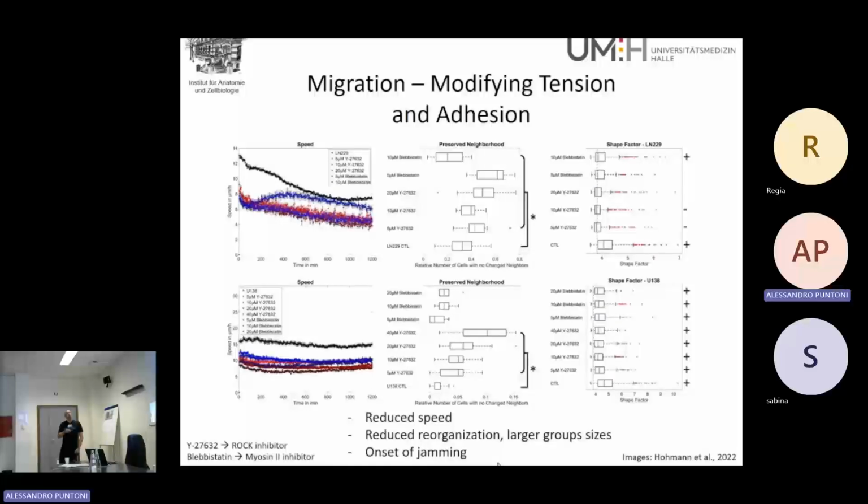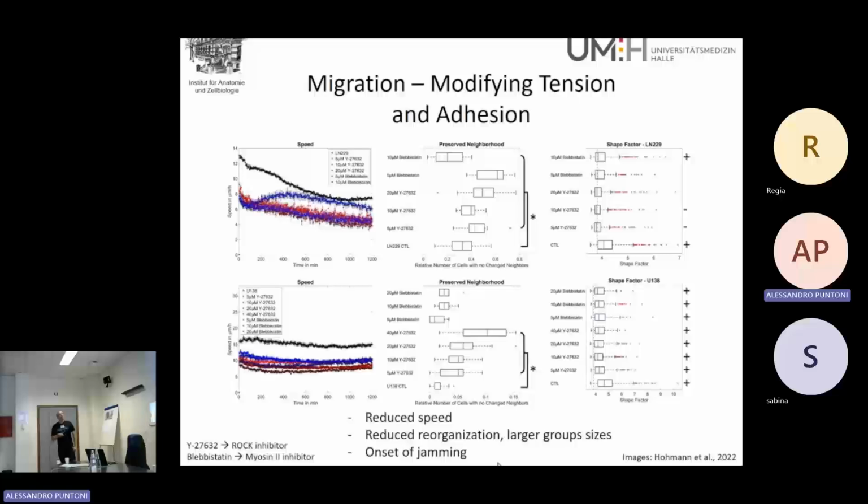And we also looked at the shape factor, and we're seeing that the shape of these cells got indeed more polygonal, reaching or getting even below the critical threshold associated with the onset of jamming. So we reasoned from those and other experiments and measurements we did that after we applied this particular set of drugs, we indeed could induce a jamming transition.